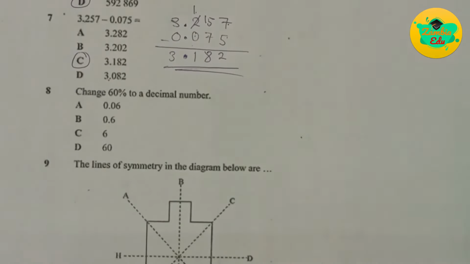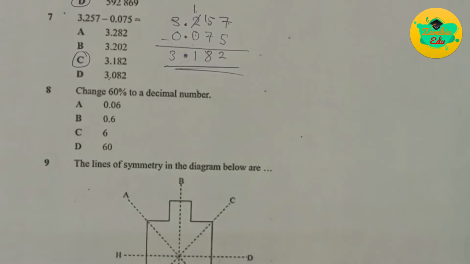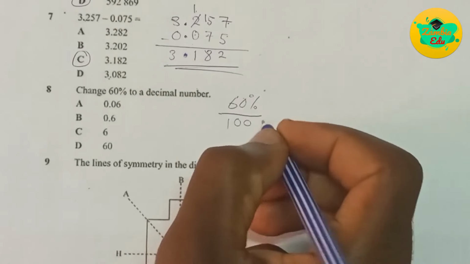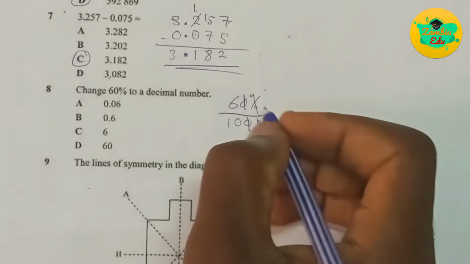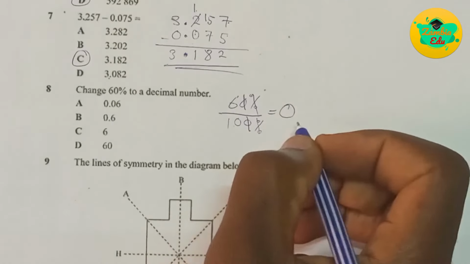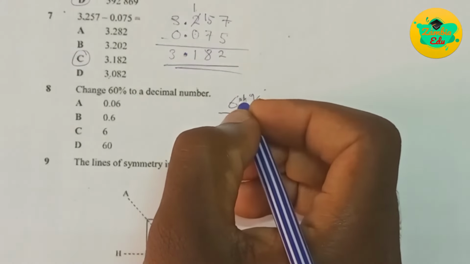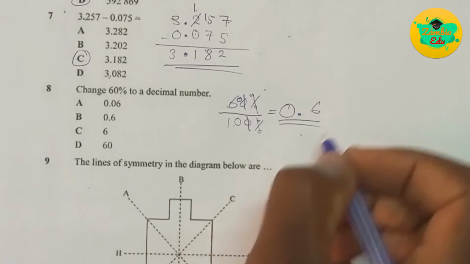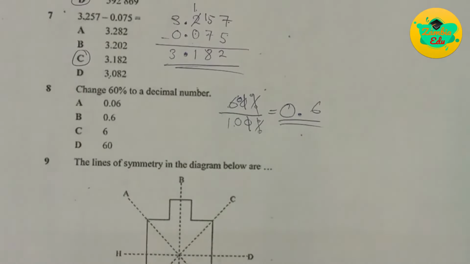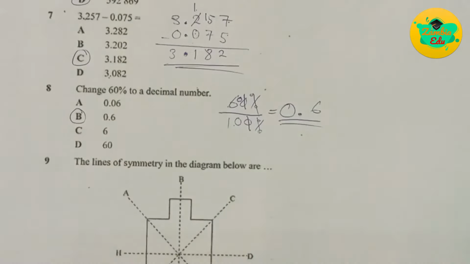We go to number 8. The question says, change 60% to a decimal. So we have been given 60%. We know percentage is always out of 100. So we can cancel the percent there. That zero and that zero can cancel each other. And then you can say 10 into 6, it goes there zero times. We add a zero to 6. The moment you add a zero to 6, you put a point there. 10 into 60, it goes there 6 times. So 60% as a decimal is 0.6. And that was represented as option B.